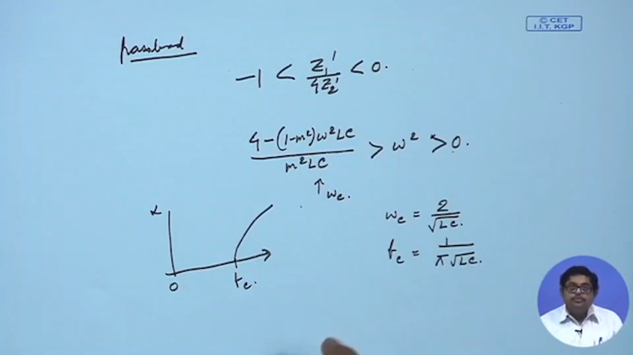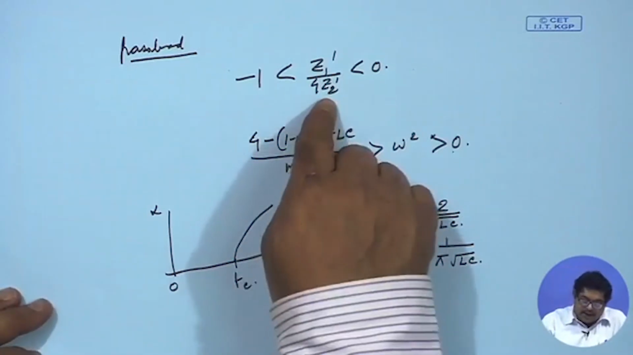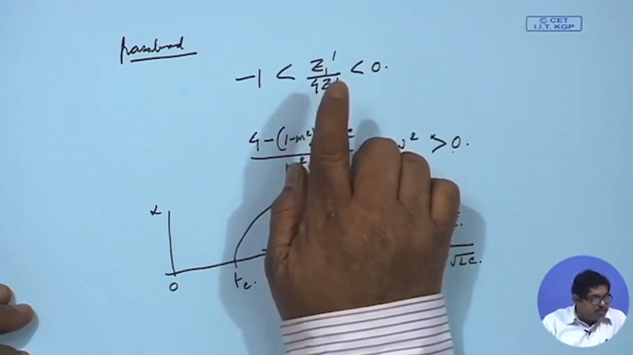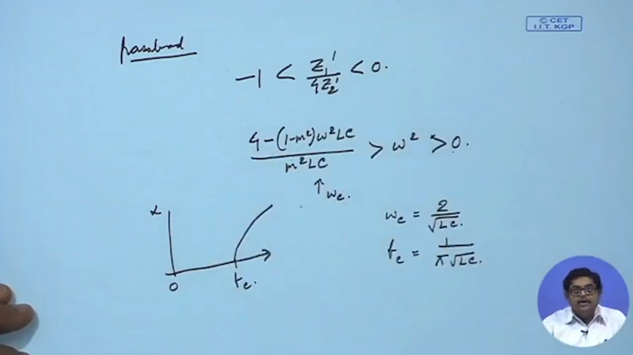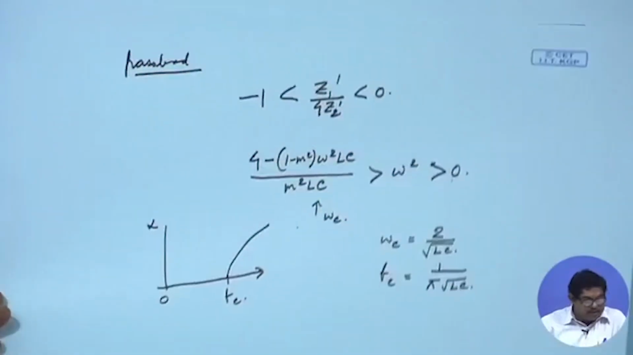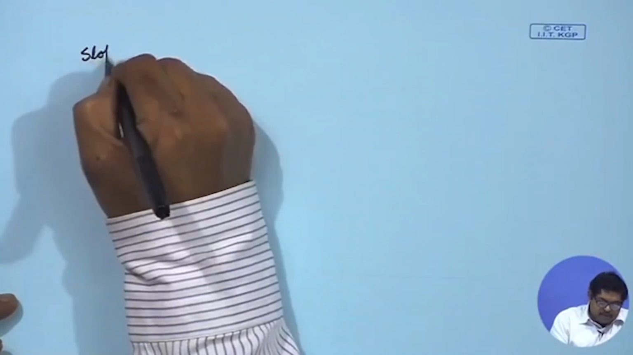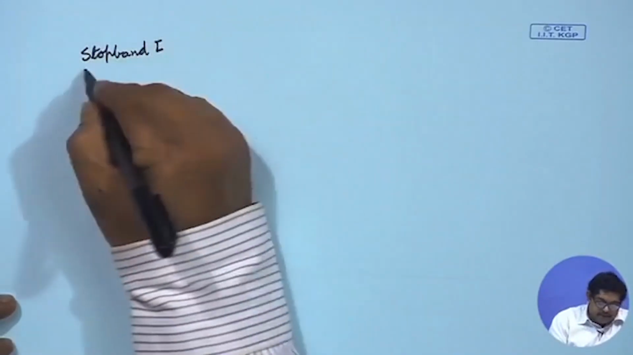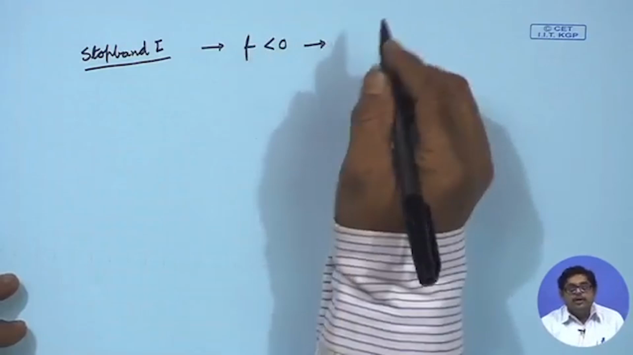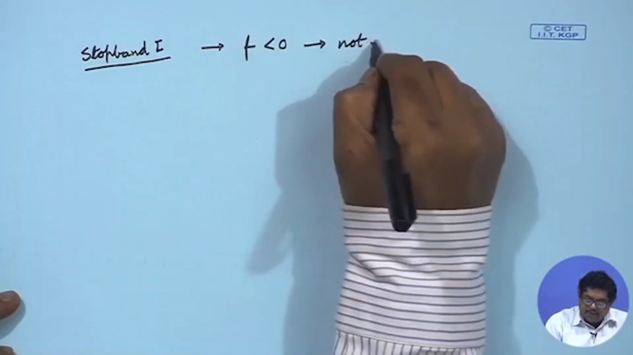So, then, what is the stop band? The stop band is, as before, since I have this quantity, I can enforce that if this quantity is either greater than 0 or less than minus 1, I have stop bands. So, from that I can say that, according to our yesterday's nomenclature, stop band 1 will come out to be when f is less than 0, but we cannot have less than 0. So, it is not possible.